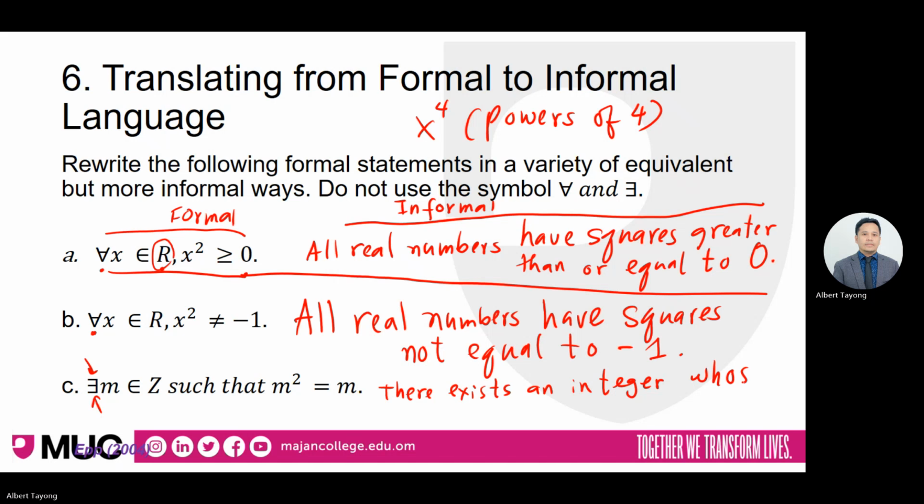whose square is equal to itself. Why square equal to itself? Because m squared is equal to m. So we square m. We talk about the m here as any integer. So there exists an integer whose square is equal to itself. Or you can also say some integers have squares equal to itself. You can also do that. Okay, it's up to you.